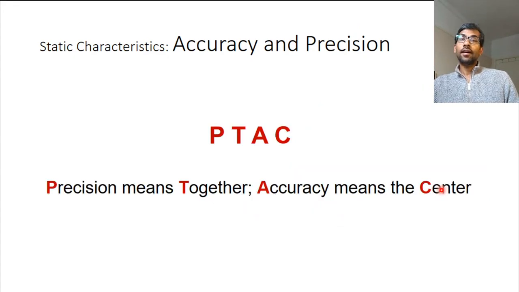I always confuse accuracy and precision, and probably you do not. If you do not, you can ignore this. But if you do, remember this acronym, PTAC. It is something like blue tack, and PTAC basically means precision means together, accuracy means the center. So if you're hitting the center all the time, you're accurate. If all your measurements are very close together, then you have precision.